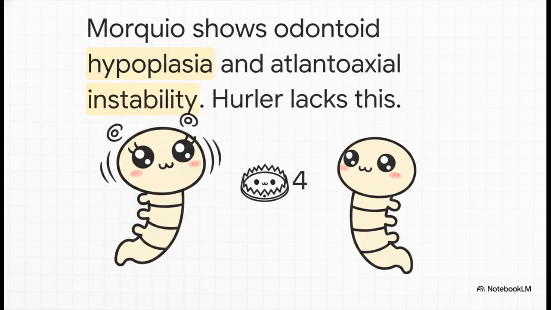Now here is exam trap 4. You must distinguish the vertebral beaking of Hurler from that of Morquio syndrome, or MPS IV. Morquio classically shows central or anterior beaking with universal platyspondyly and odontoid hypoplasia. This creates a severe risk of atlantoaxial instability and cervical cord compression. It's a critical pre-anesthesia implication for Morquio that Hurler syndrome simply lacks.